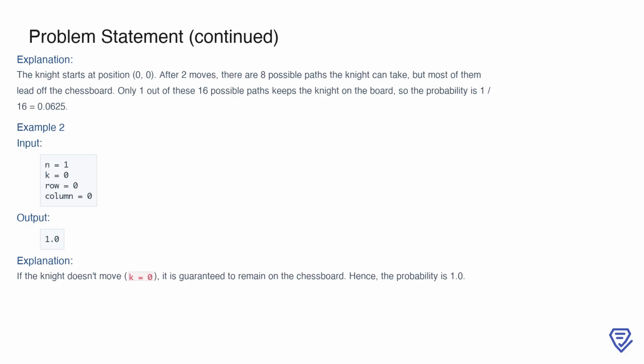Another example is when the knight starts on a 1x1 chessboard and does not move at all, as k is 0. Since the knight doesn't move, it remains on the board with certainty, resulting in a probability of 1.0.